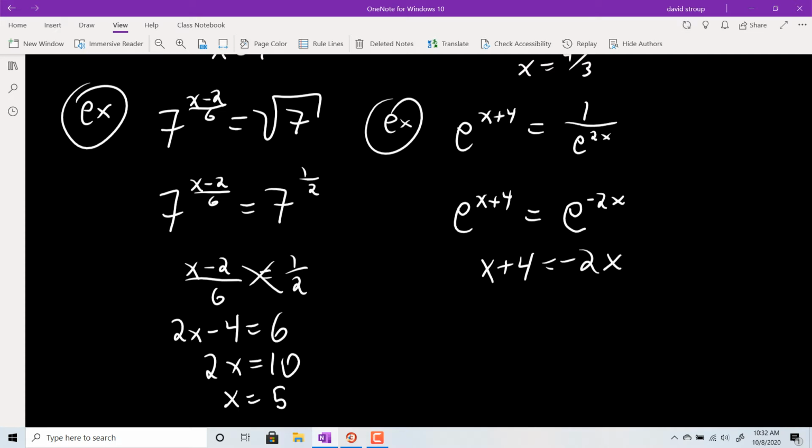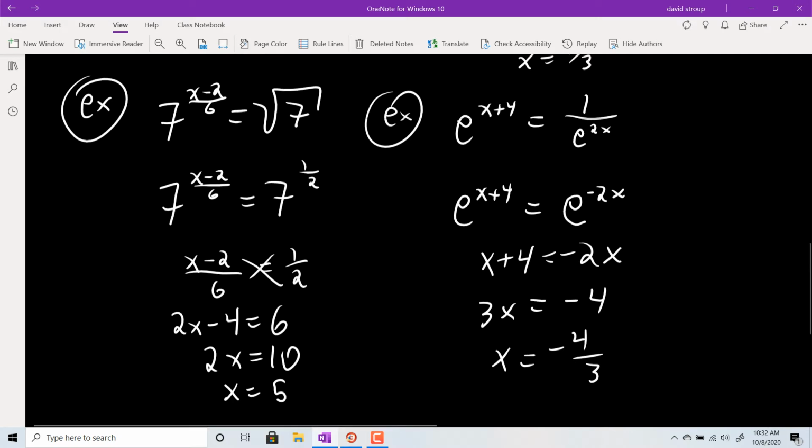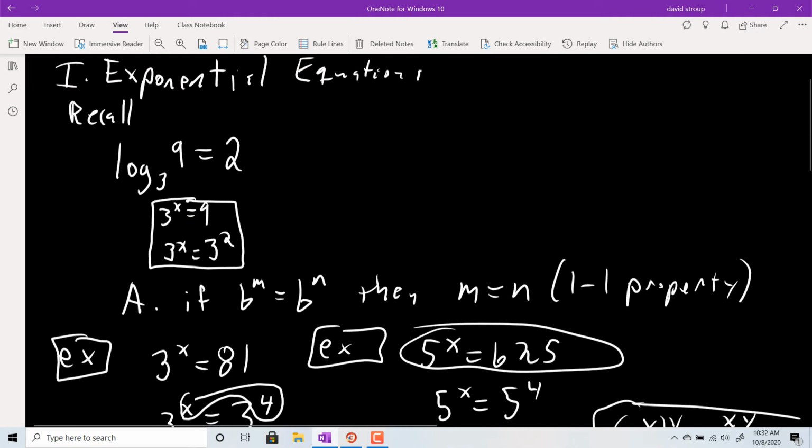I'm going to move the 2x to the left, I'll get 3x. Move the 4 to the right, get negative 4. And divide by 3. Okay, so that's the first way, the one-to-one property.